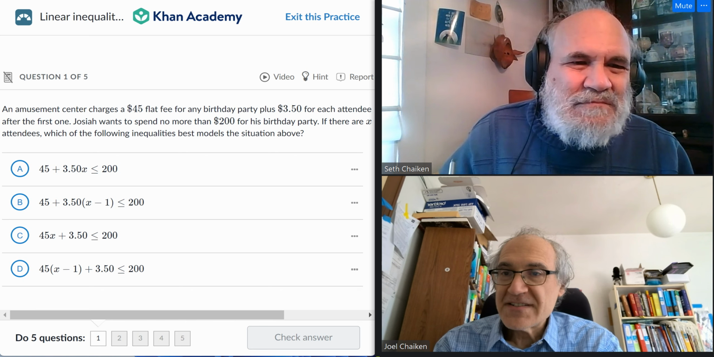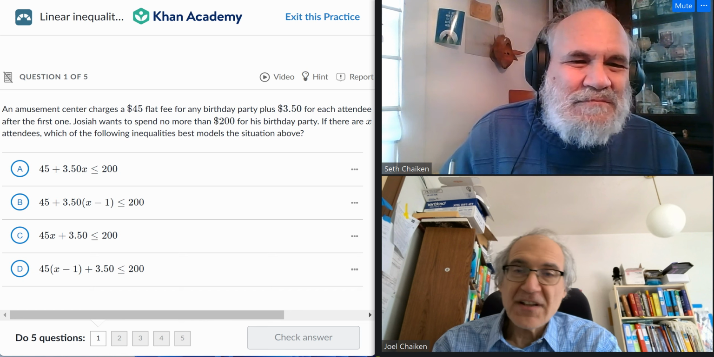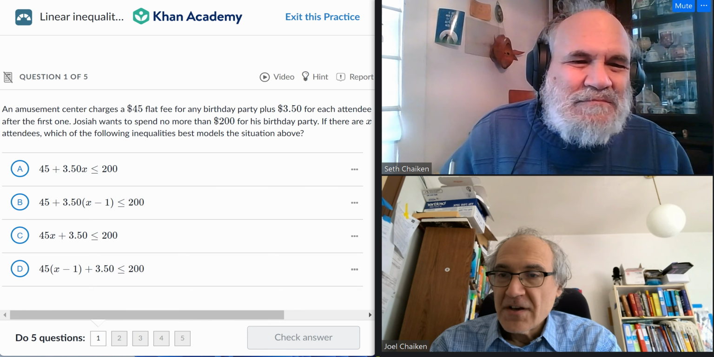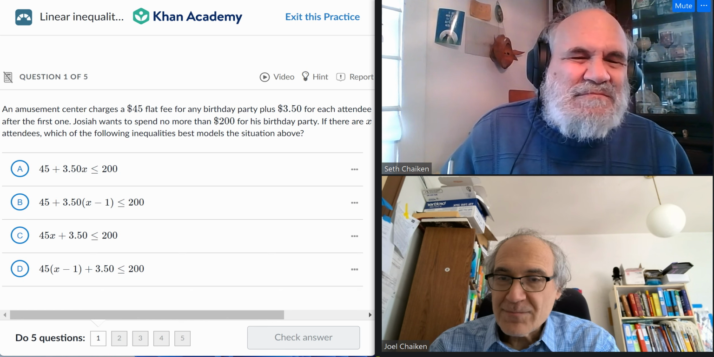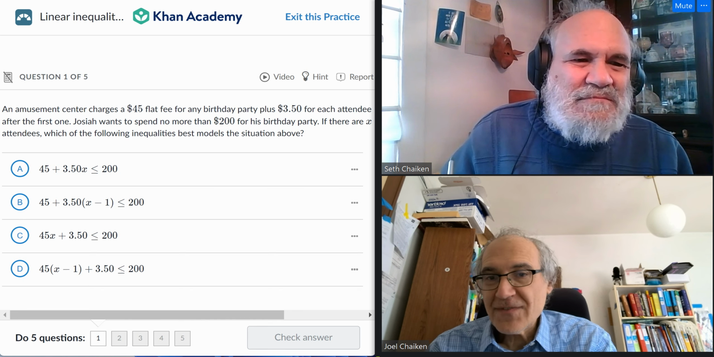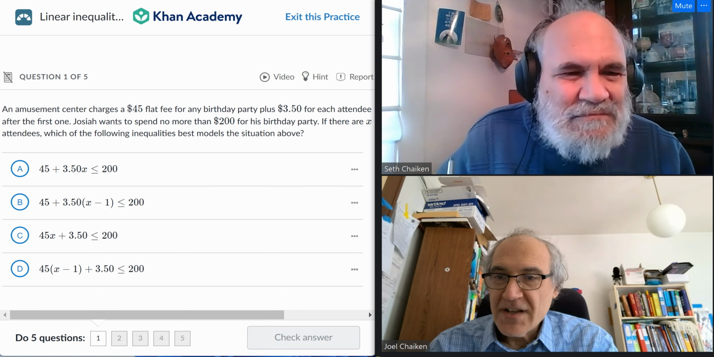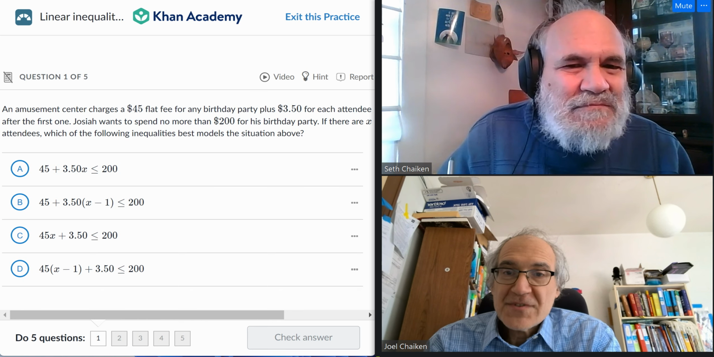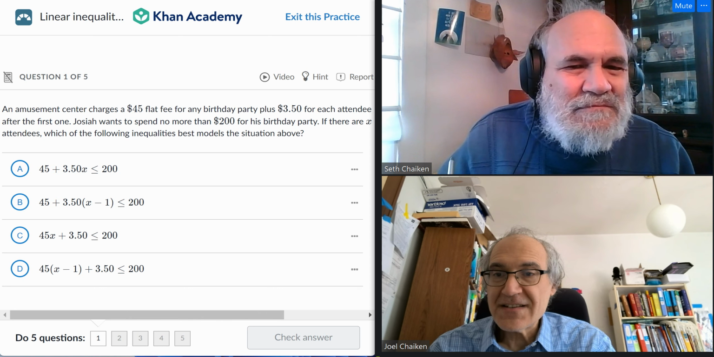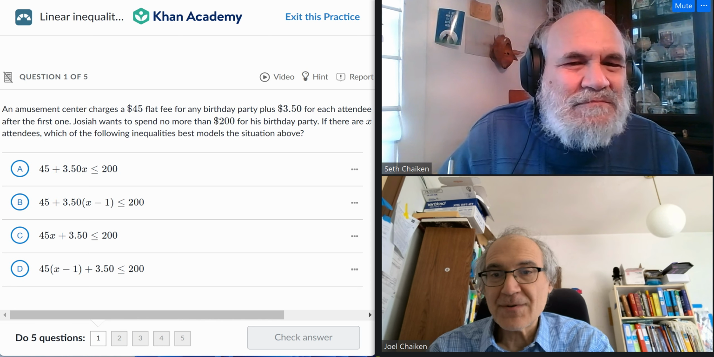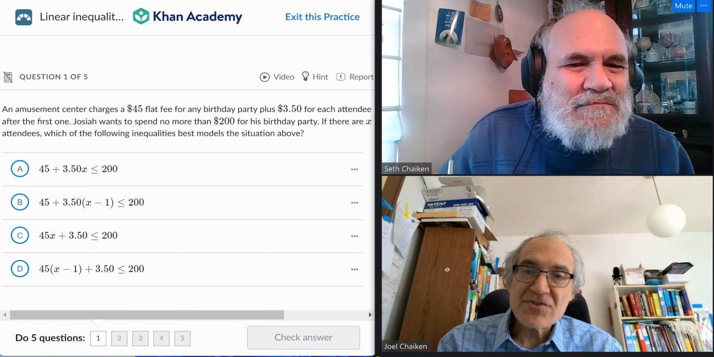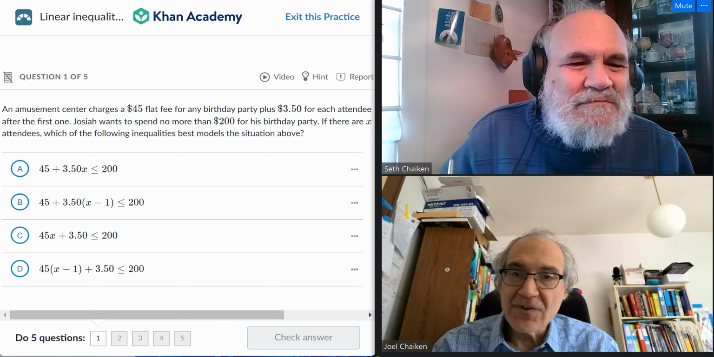Okay, here we go. This is under linear inequalities, linear inequality word problems. An amusement center charges a $45 flat fee for a birthday party and $3.50 for each attendee after the first one. Josiah wants to spend no more than $200 for a birthday party. If there are x attendees, which one of the following inequalities best models the situation? Please try the problem, pause, and come back, and we'll do it.